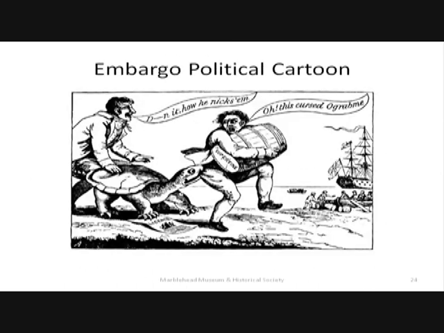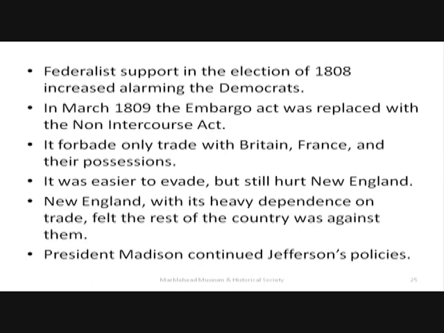This is a political cartoon of the time. Now the one on the left is Jefferson. The snapping turtle is because the snapping turtle never lets go. And "Ograbme" is embargo spelled backwards. This was probably a New England or New York cartoon. They did not like the embargo, and they made it painfully clear they did not like the embargo.